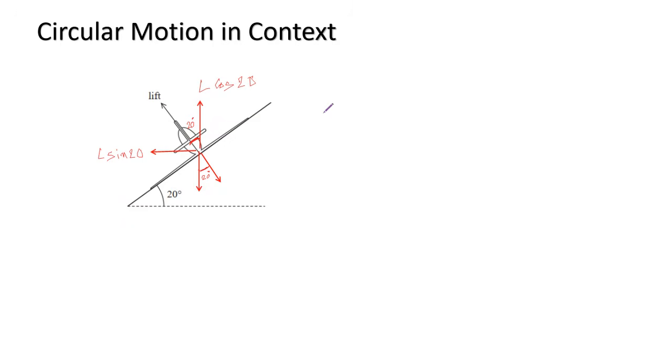Now, these two components play two separate roles. So the vertical component, L cos 20, is actually balancing the weight. So L cos 20 equals mg. And the horizontal component, L sine 20. So the plane is turning, of course. That's why it's banking like this. The plane is turning and it's part of this circular motion. So you can see L sine 20, the component of lift in the horizontal direction, acts towards the center of the circle. So L sine 20 provides the necessary centripetal force. So L sine 20 equals mv squared by r.